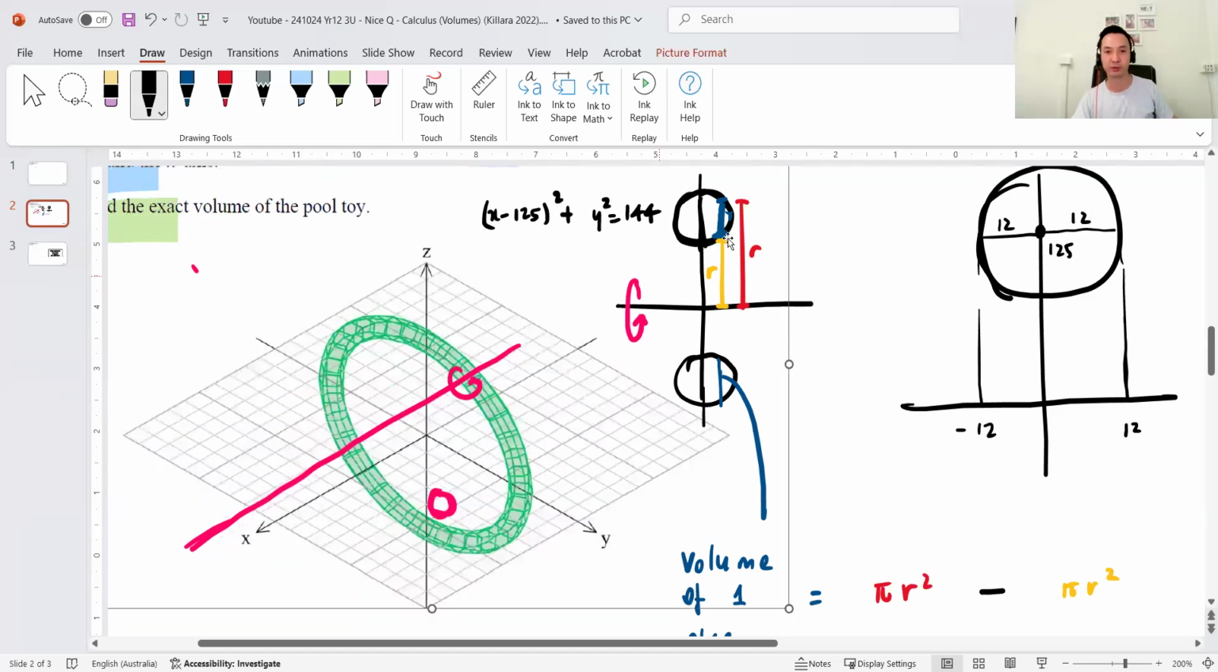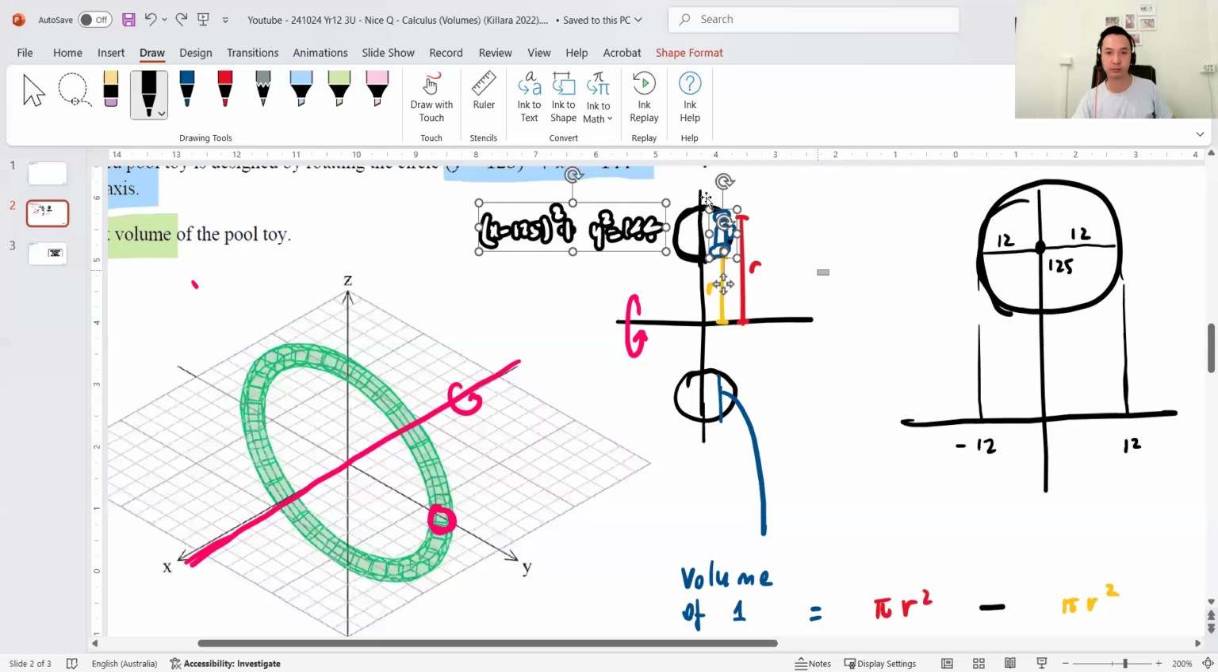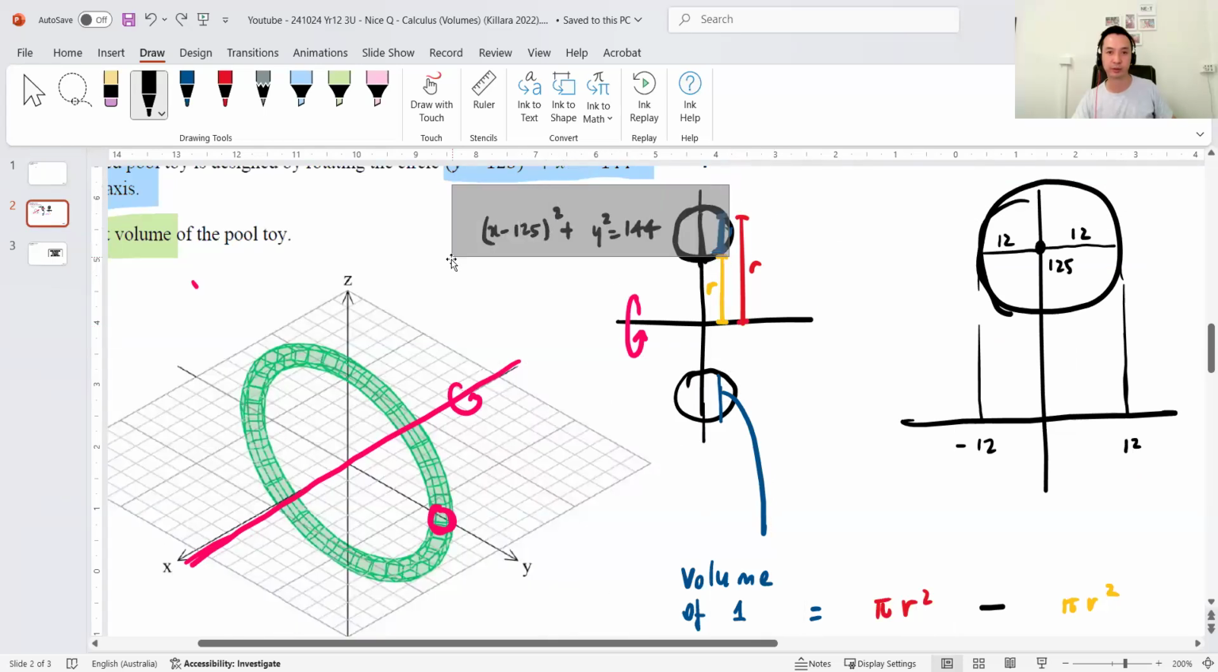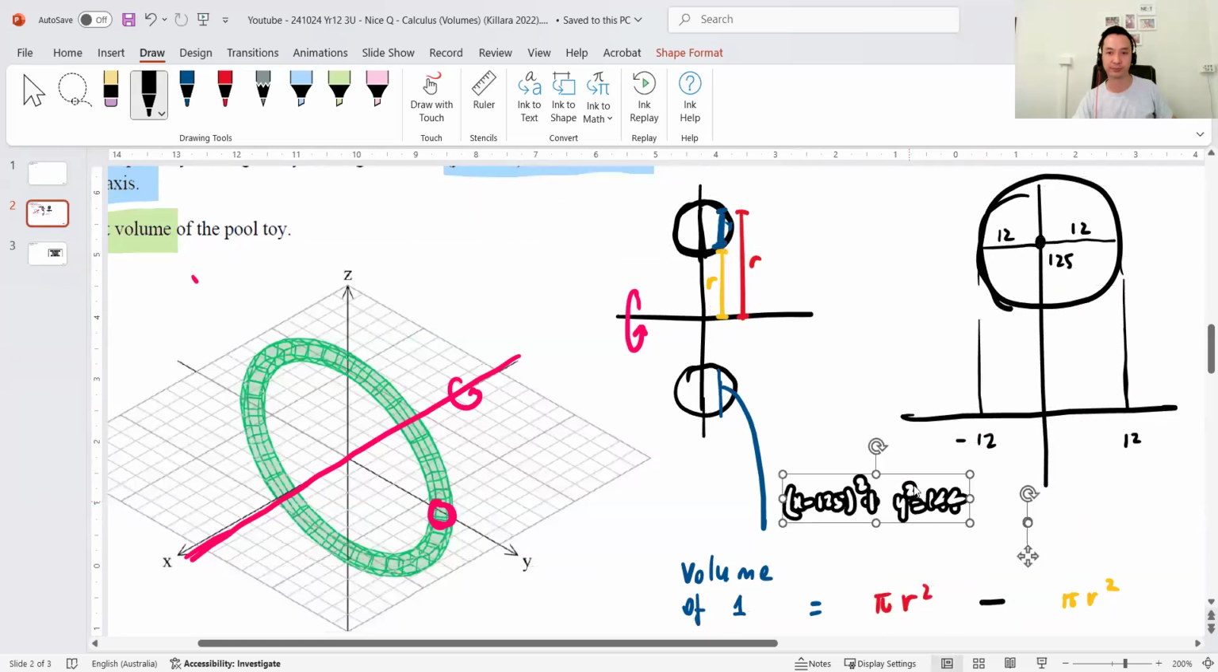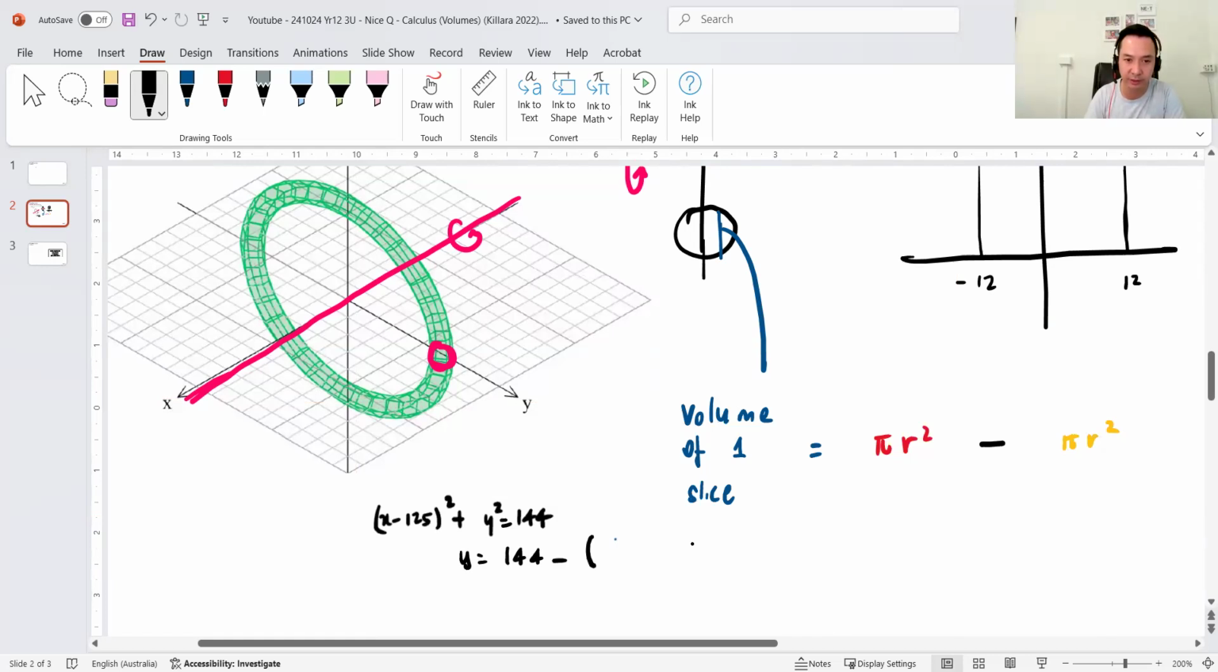So let me take this formula down here, off to the side somewhere. Let me make Y the subject. 144 minus x minus 125 squared, and then Y equals plus minus the square root.